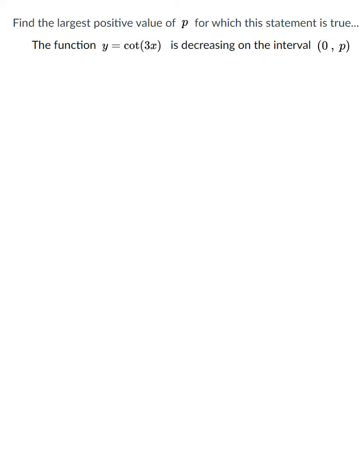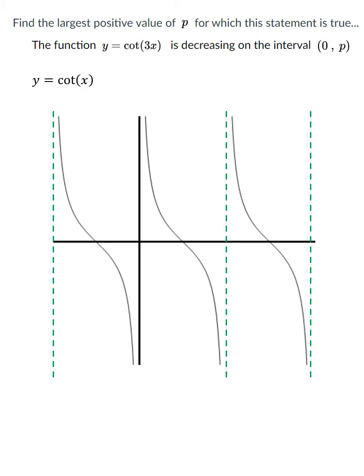Okay, so in this problem, we're being asked about the function y equals the cotangent of 3x and where it might be decreasing. The first thing that crossed my mind is what does the general cotangent function look like? Let's ignore the 3x for the moment. The cotangent function looks like this with an infinite number of branches and asymptotes at integer multiples of pi, as we know.